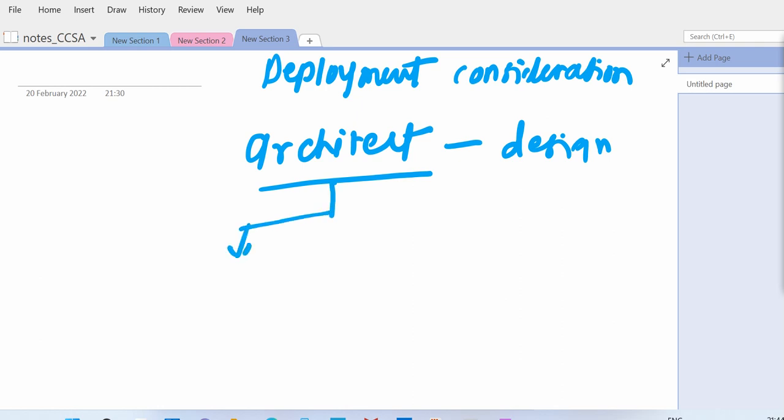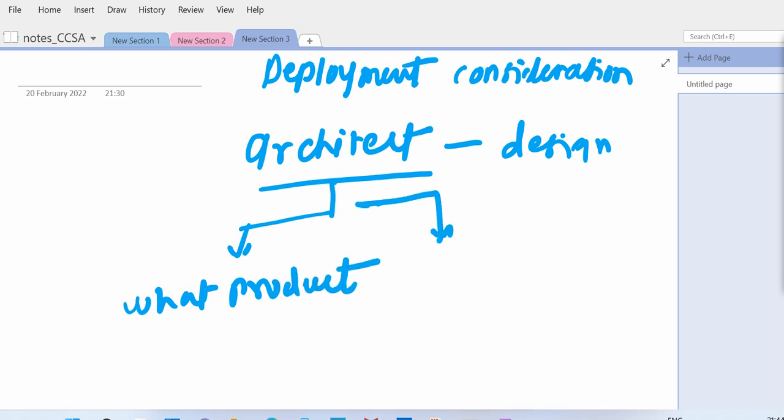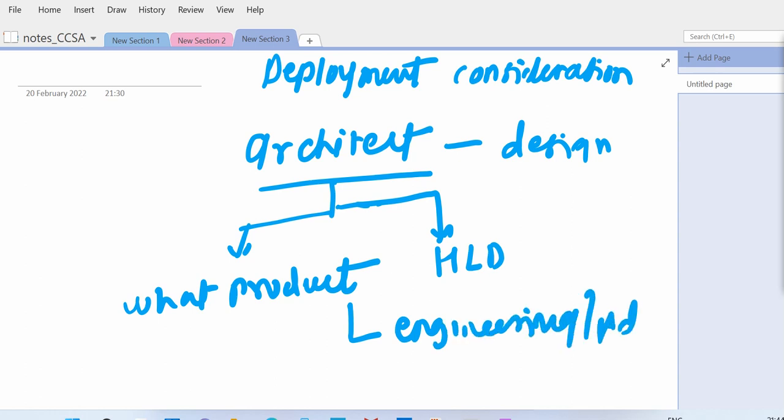The architect suggests what product we need to buy for security, and what communication diagrams the network will have. So he will give you high-level designs, and then the engineer's role comes in, putting those details into the picture, or you can say the administrator's role comes into the picture and implements this part.